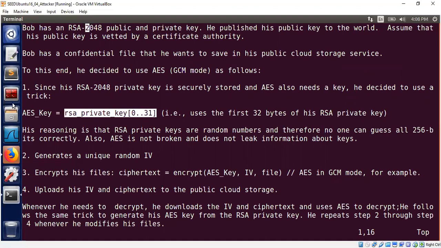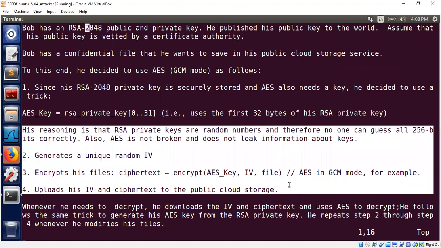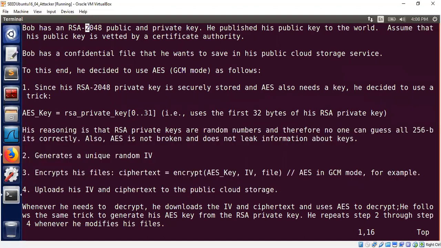So the rest seems to be everything perfect, right? He generates a unique random IV, encrypts the file, uploads it. So there's not much hope here, in my opinion. So the only hope is to think about this part. All right, so in fact, there is a fundamental problem with this approach. The very act of just taking the first 32 bytes of the RSA private key is dangerous. And I'm going to show you how to break the whole thing in a moment.